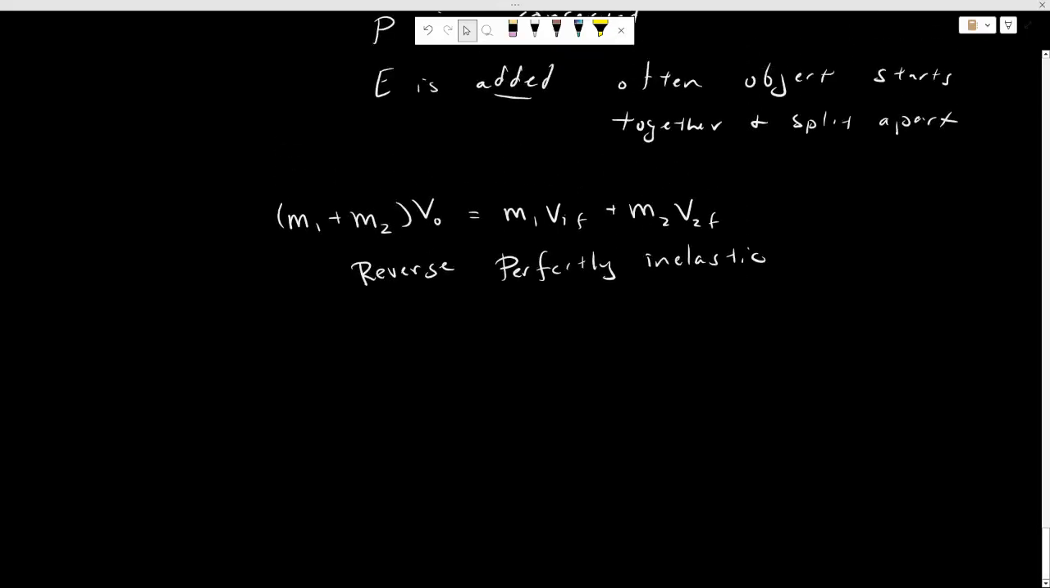So energy can be added in a bunch of different ways. You guys are mostly used to incendiary explosions, in which chemical energy is added, right? Because if I set a chemical on fire and that creates a pressure differential, which then pushes the objects apart, that's often how the energy is added, through chemical energy. But you can add energy through any other way.